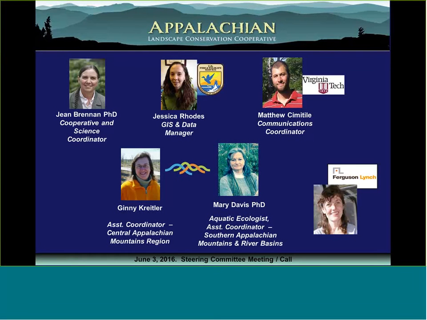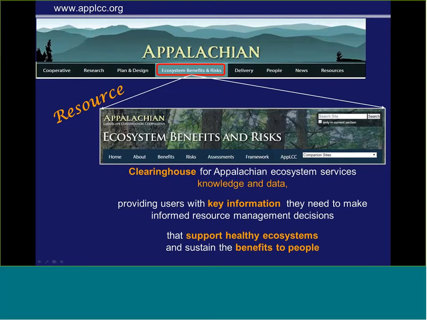So as Dean mentioned, I'm going to talk to you about the resources that are available through the Ecosystems, Benefits, and Risks tab on the portal. This is a clearinghouse for a lot of the ecosystem services information and data throughout the Appalachian region. This is just a bunch of compiled information for users to access, and this will help conservation managers making their decisions.